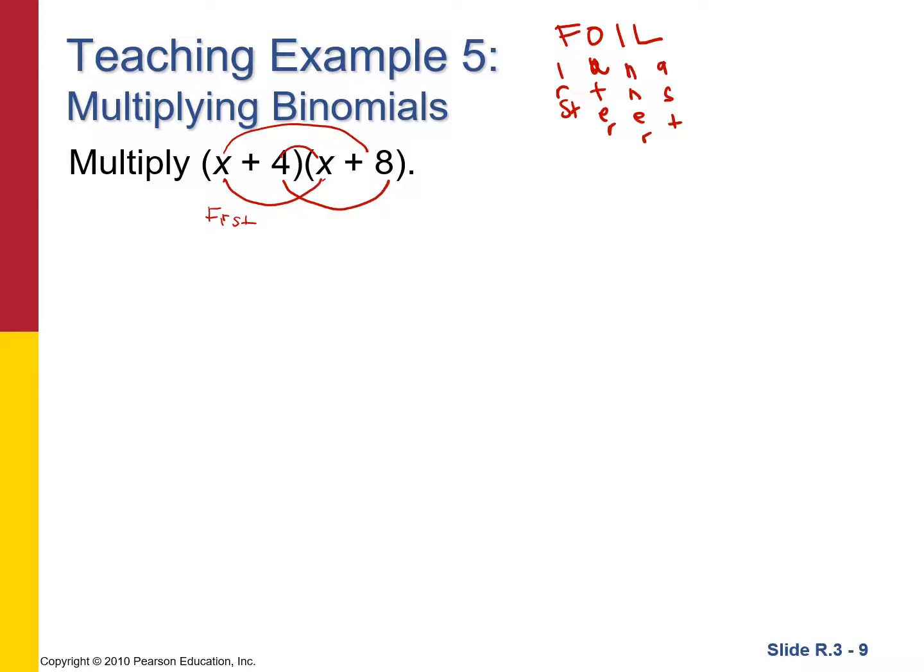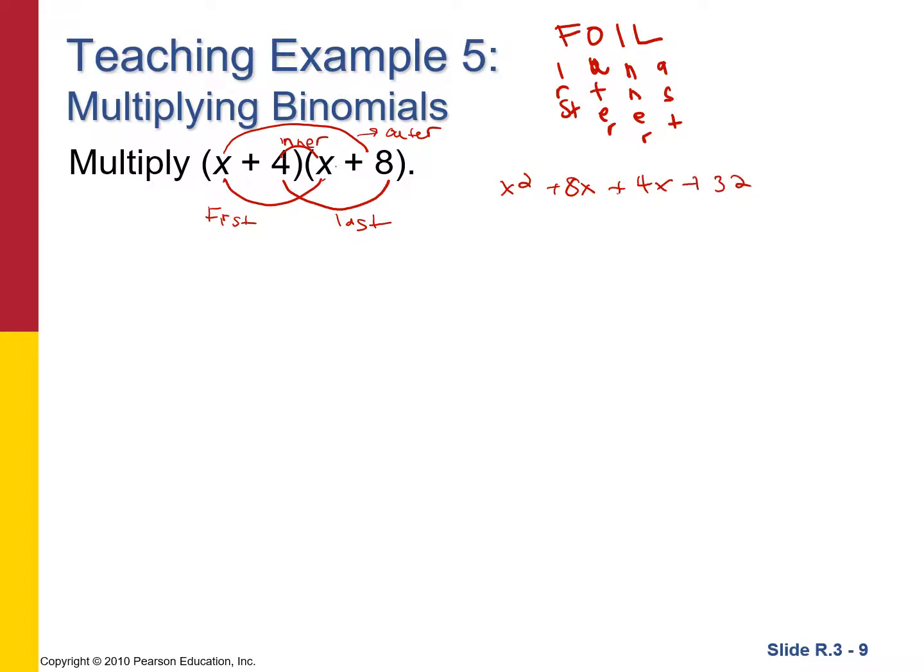These two terms, 4 times x right here, is called inner. The two outer terms, this is called outer. And the two last terms, this is called last. Okay, and so let's do the first. X times x gives us x squared, right? Outer, x times 8 is 8x. Inner is 4 times x right here, and that is 4x. And then the last, 4 times 8 is 32.